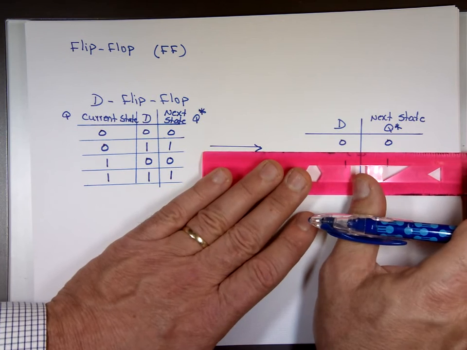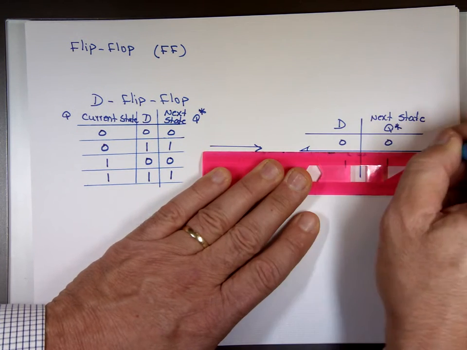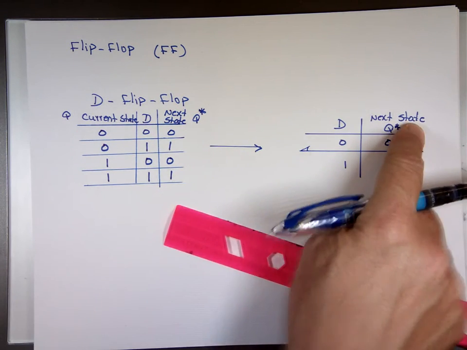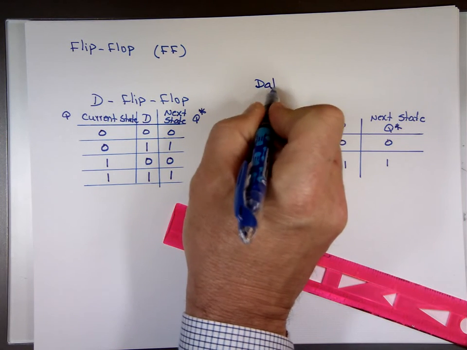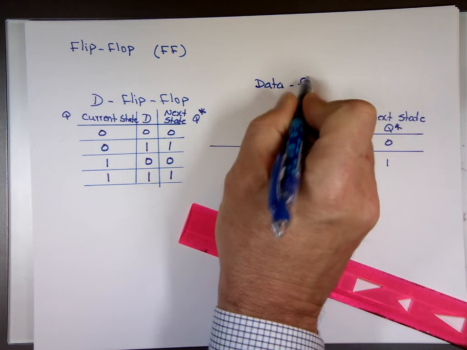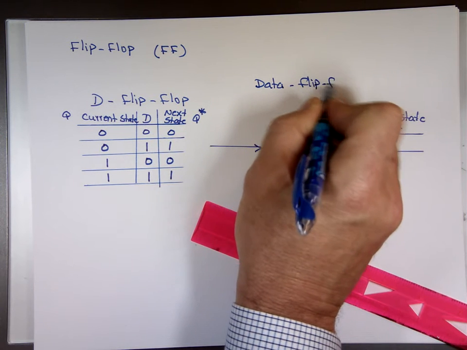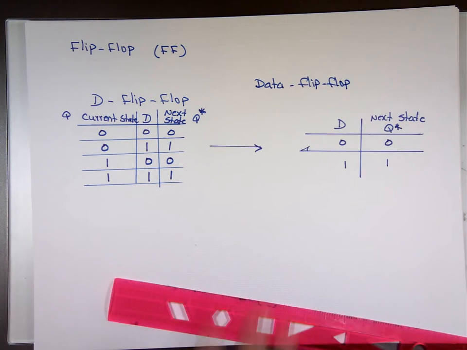Why do they call it D flip-flop? Anyone? The output follows what? The data. It's really called data flip-flop. So your output's going to be exactly whatever D is. When D is 0, I don't care where you are right now. Once D is 0, your output goes to 0. Once D is 1, your output goes to 1, regardless of what the current state is.